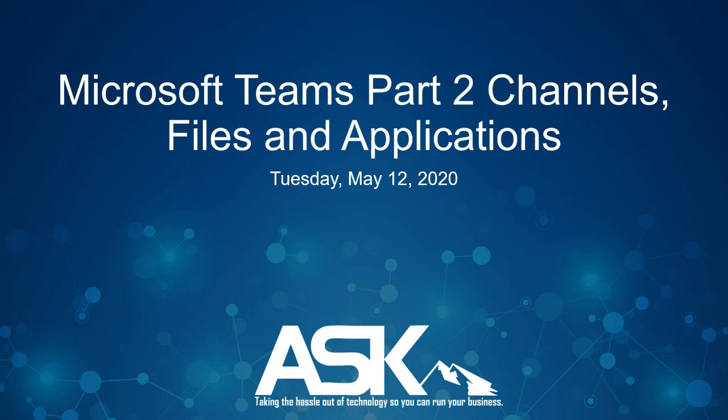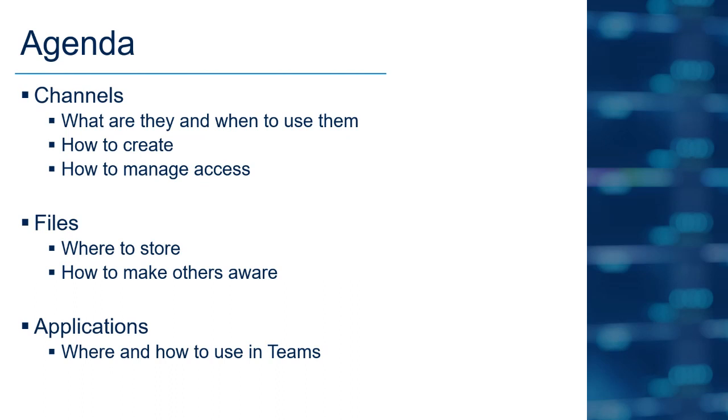So at this point, I just want to give a quick agenda of what we're going to cover today. We're going to start with channels. What are they and when to use them? Go through how to create them and how to manage access to those various channels. And we'll talk about files, where to store them, how to get them there, and then how to make others aware of their existence in that location. Now, there are some really nice features built into Teams to make your colleagues and coworkers aware that you've made an update or that there's a new file there that needs their attention. And then we'll talk about the applications that can be linked into Teams and where and how to use them in Teams.